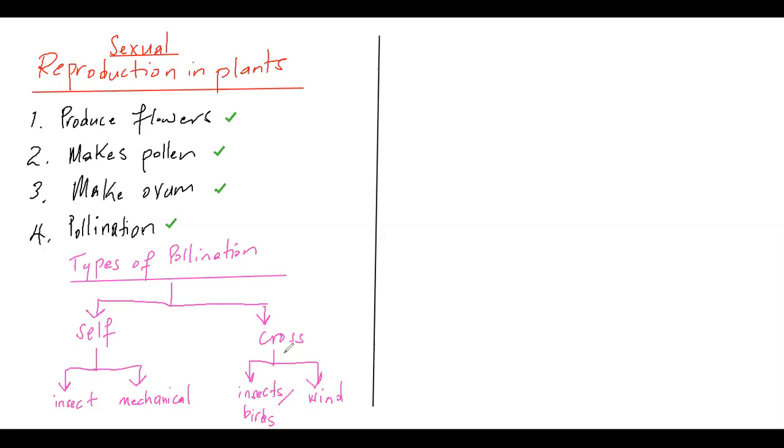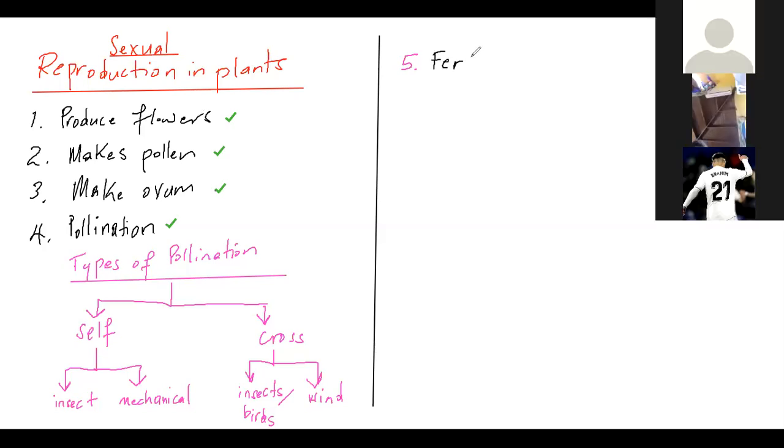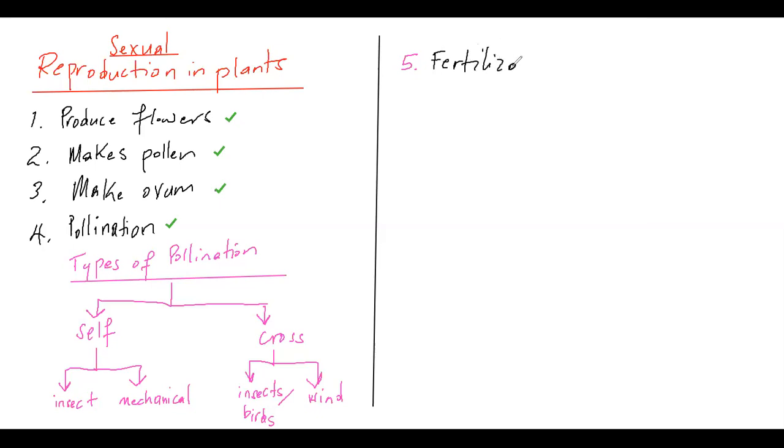All right, so after pollination now, after we manage to get the pollen over to the stigma, what is the next step of the process? Fertilization. Yes, so fertilization, and that is where we are at now. So this is where we are at in the process. After fertilization comes what? Seed development, yes.